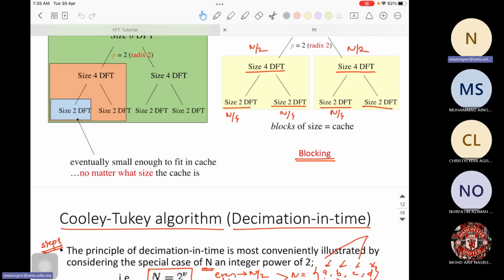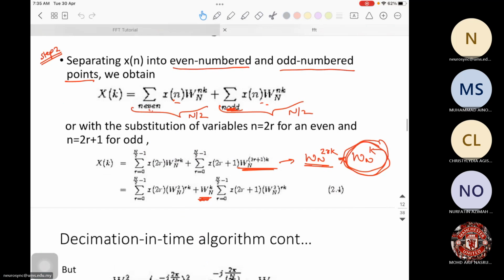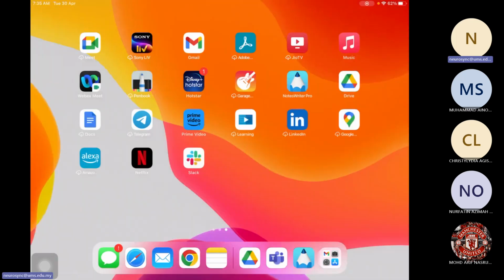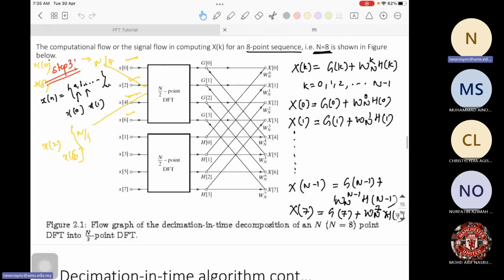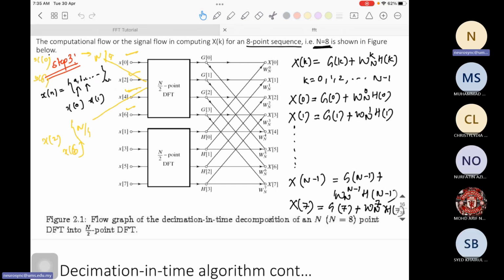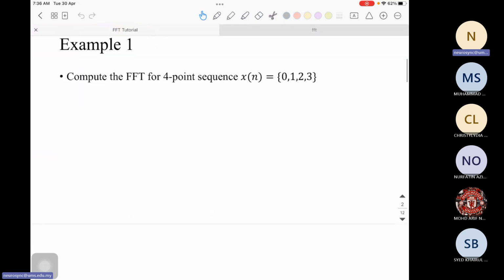Like we will first see the flow chart. How many stages there are depends upon the length of the sequence. Okay, now let us take the first example. Now this is example 1. So what is asked here: compute the FFT for this sequence.